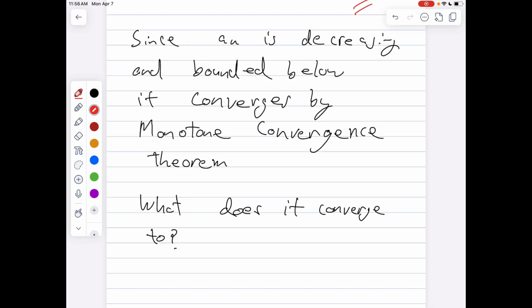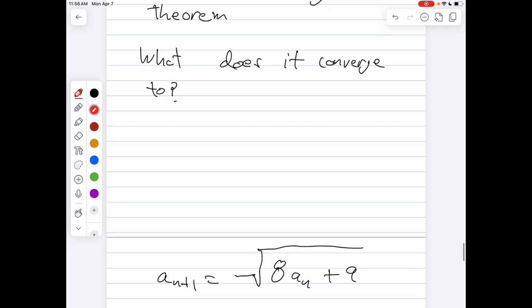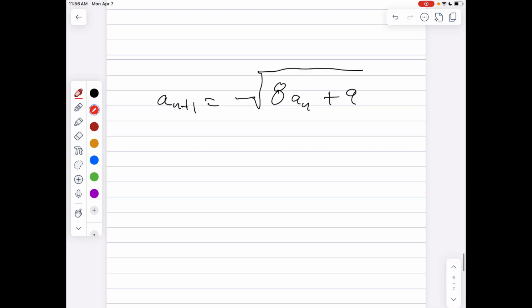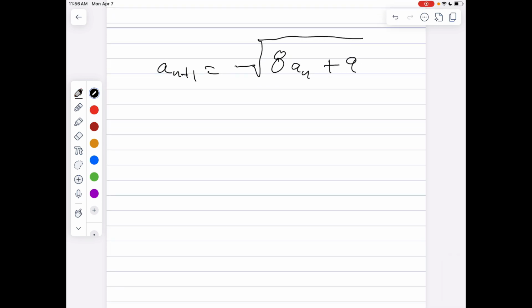Now the question is, what does it converge to? So let me go back to the formula we have. And here's what we're going to use. It's really a theorem, which says the following. Something you can prove somewhat quickly, but that's not what we're going to do today.